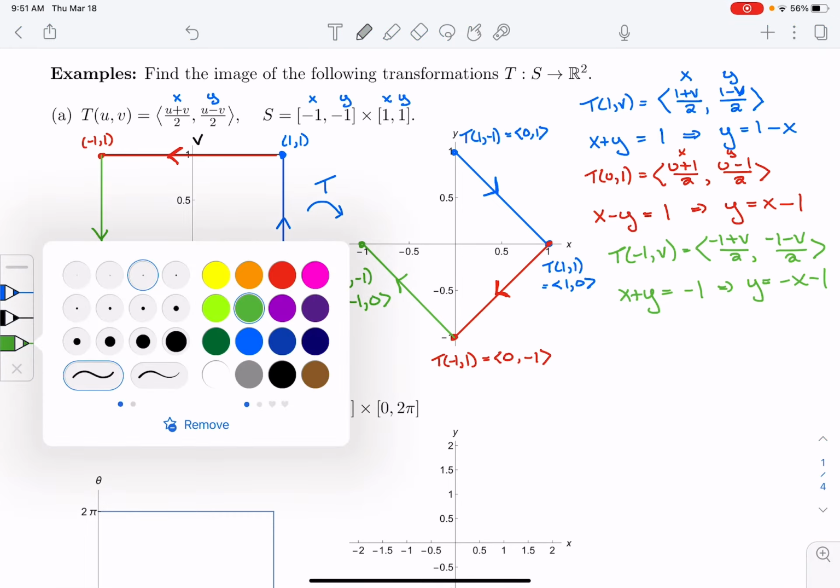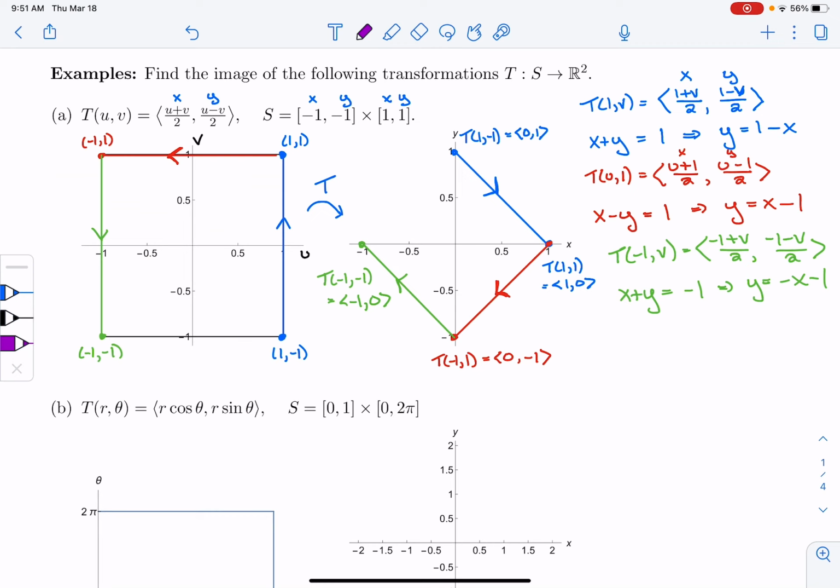Okay, finally, let's do the last line segment. What happens when I do T to this line where v is equal to negative 1? Third time's going to be the charm here. Okay, T of, we're going to do u negative 1. So that's going to be u minus 1 over 2, and then u plus 1 over 2.